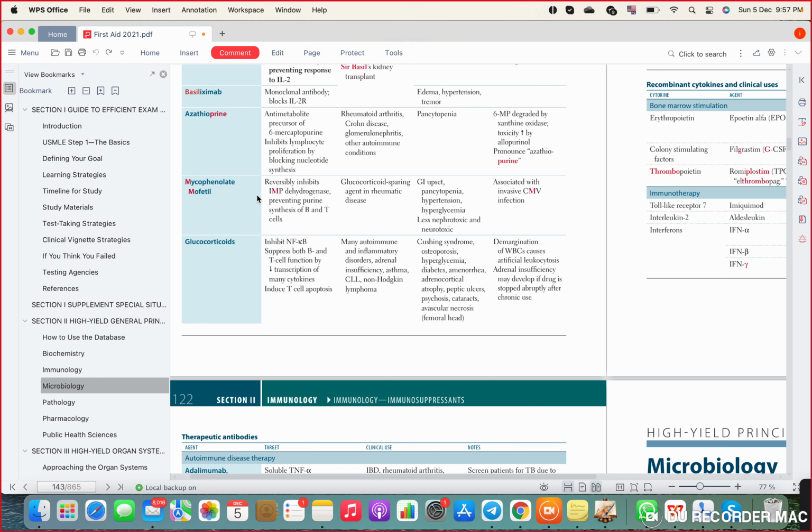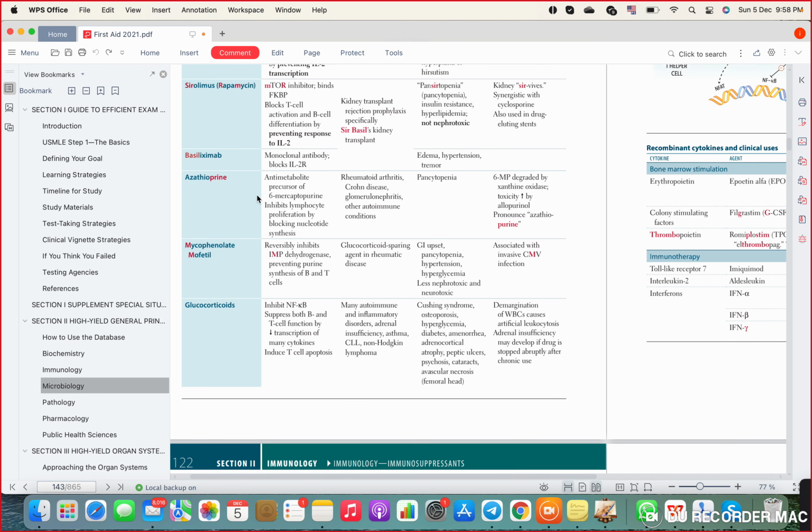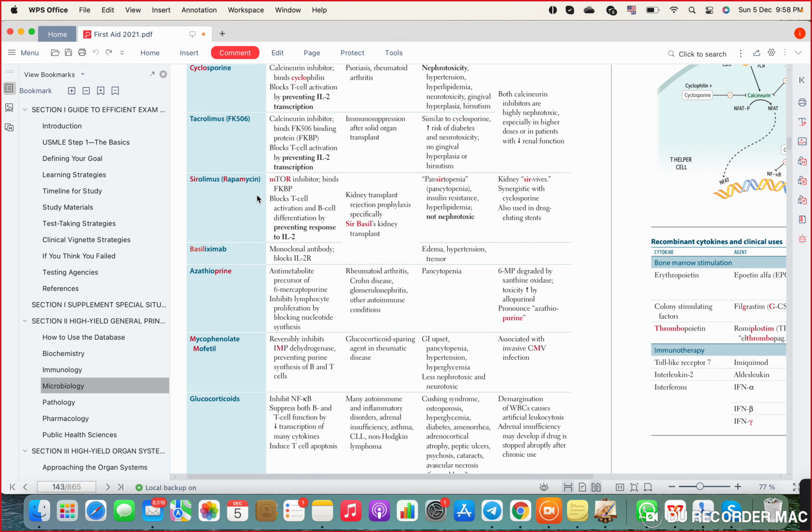Yes, that is correct. So they have this problem, and which one will have the hypertension? Okay, forget about that. Which one do we use for kidney transplant? Mycophenolate mofetil. Well, actually, the ones that we like to use the most for the kidney are sirolimus and basiliximab.